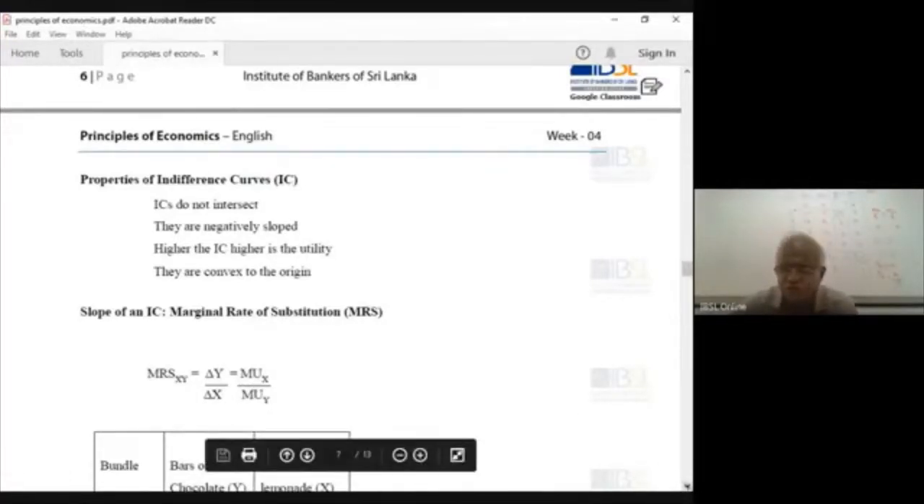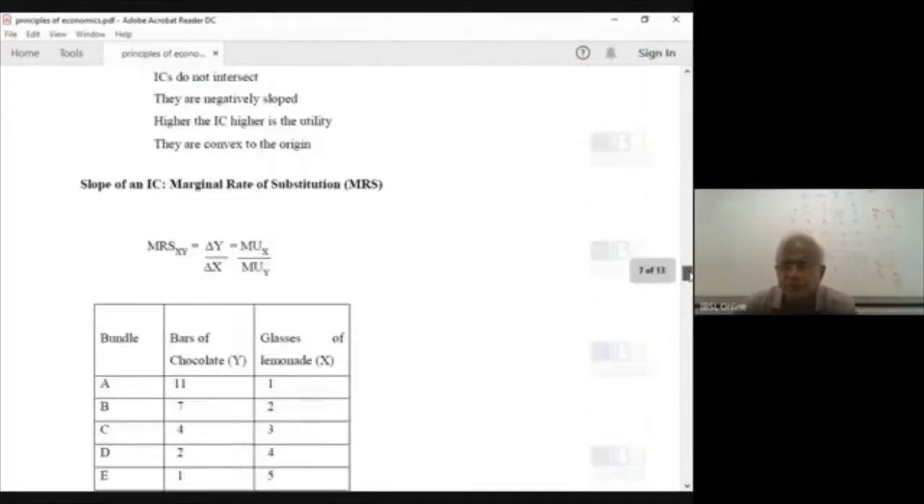At this stage we are not going to prove that. We'll discuss the basics and the practice question. I have given that. When we discuss the practice question, we can prove that. Right? Slope of an IC. Slope of the IC is called marginal rate of substitution. Remember, this name is very important.